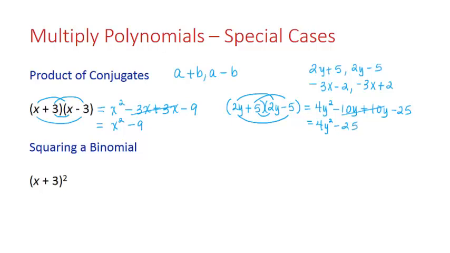In a general form, if we do a minus b times a plus b, that is, we multiply two conjugates, notice that we get a times a, or a squared. A times b is plus ab, minus b times a, which is the same thing as minus a times b, minus b times b, or minus b squared. So when we combine those, we get a squared minus b squared. So the product of conjugates results in what's called the difference of two squares.